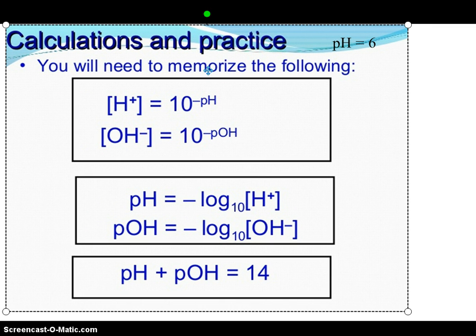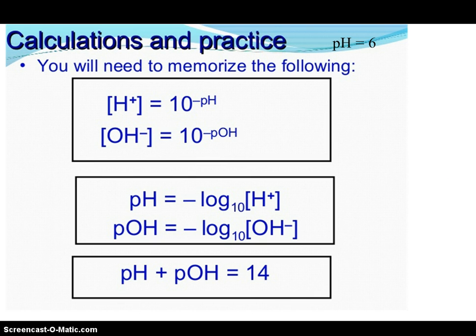So here are some of the calculations that you're going to have to do as we go through this. You might want to pause the video right now and write these down. The top two, we're going to use a little bit. Here the hydrogen ion concentration equals 10 to the negative pH.